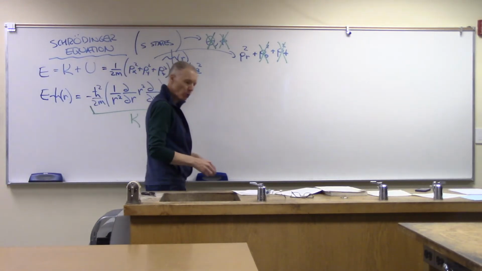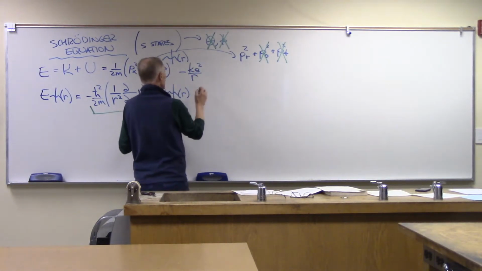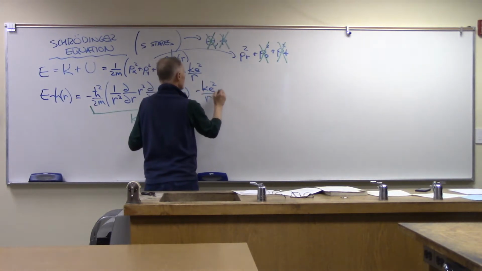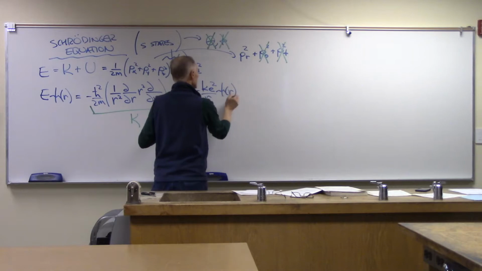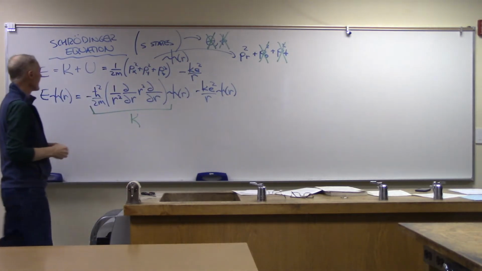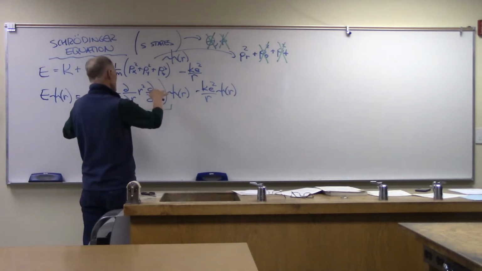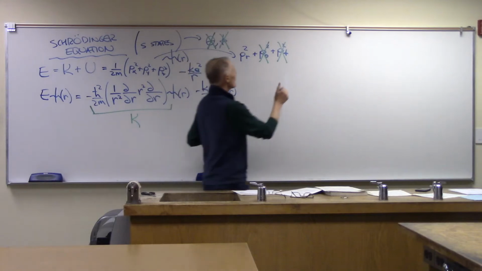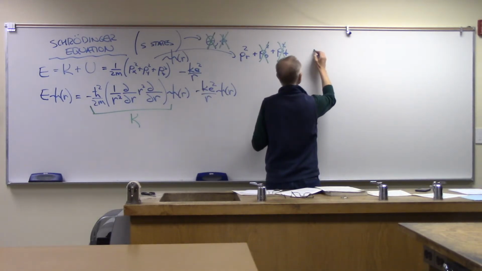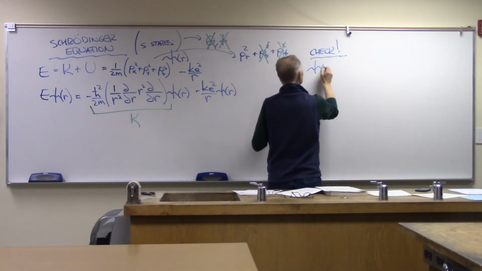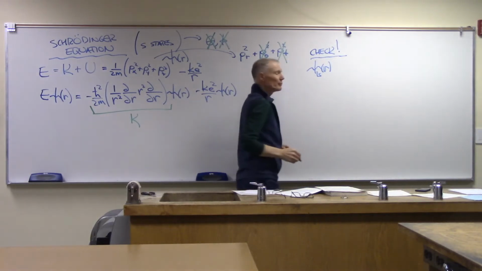Okay, now the rest of this is going to be minus Ke squared over r times the wave function. Okay, that's the plan. Now, anybody remember what the wave function looks like for the 1s state? This is our Schrodinger equation. And now what we're going to do is check our 1s solution that we've been working with.